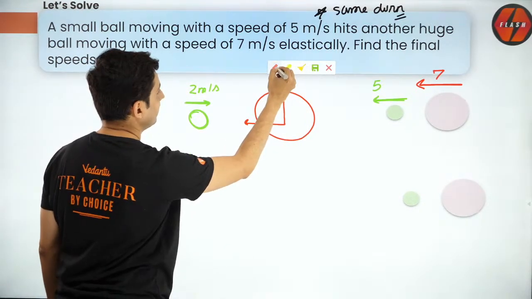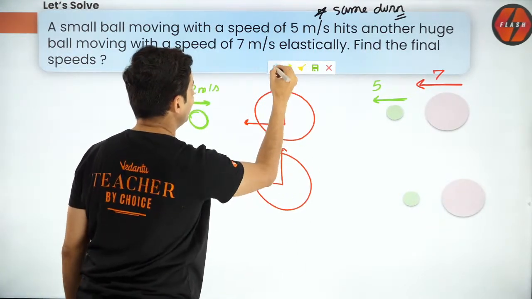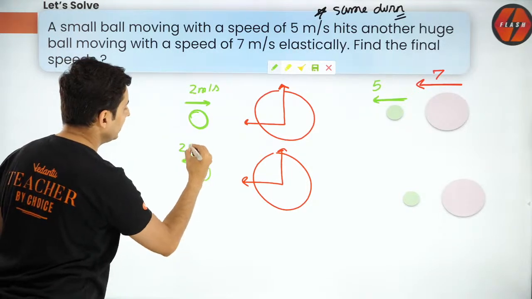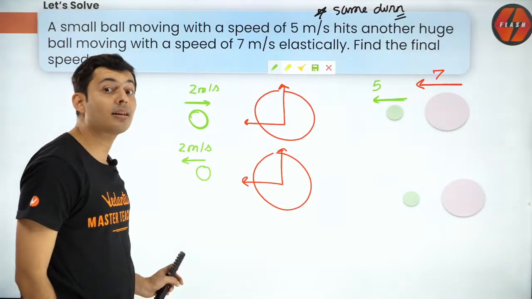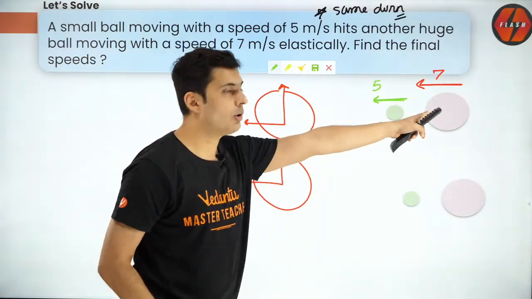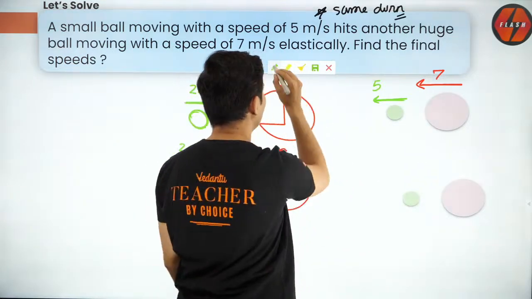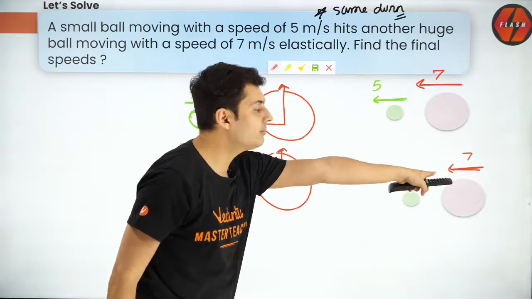Think about it. After the collision, if you are still sitting on that same frame, you will see this ball moving with the same speed with respect to that bigger ball. Yes, with respect to that bigger ball. But do not forget, the bigger ball will continue to move with the same speed.